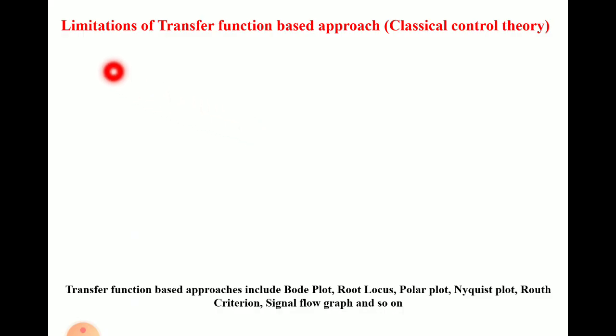Now we will look at limitations of transfer function based approach. Here I will indulge in some history. Until now, whatever we have studied, Bode plot, root locus, polar plot, Routh criteria, signal flow graph, block diagram reduction, they were all transfer function based approaches, right? So all these approaches come under classical control theory. Now these transfer function based approaches had some limitations. So those limitations have been eliminated in modern control theory, that is your state variable analysis. So first we will look at the limitations of transfer function based approach.